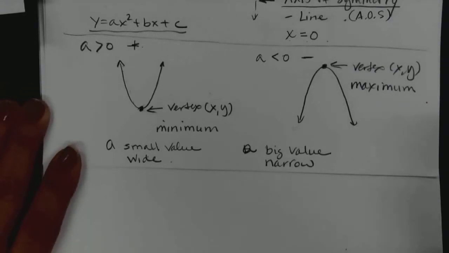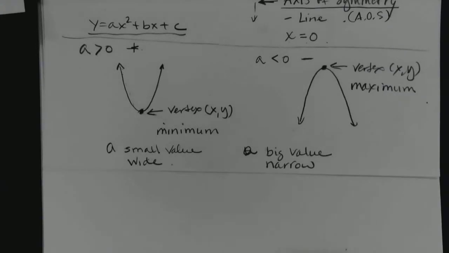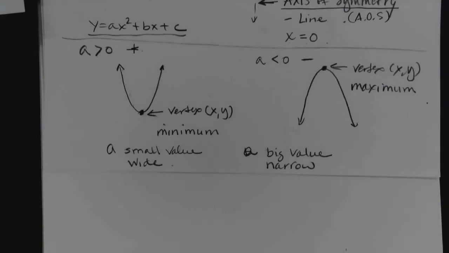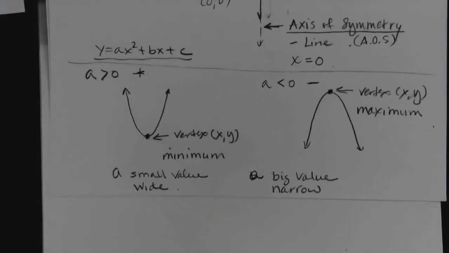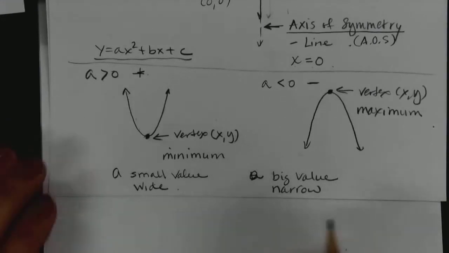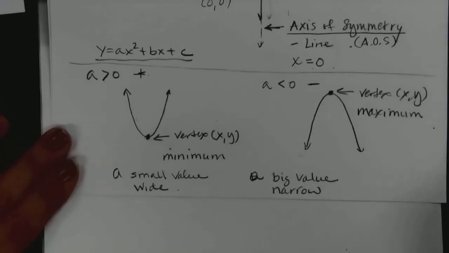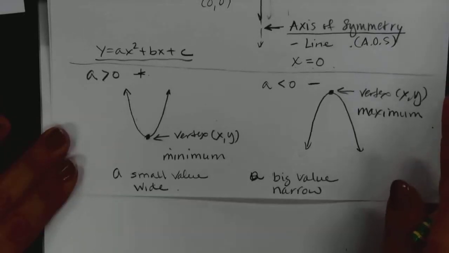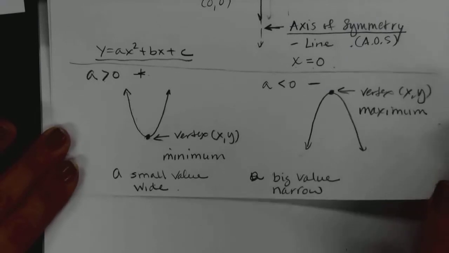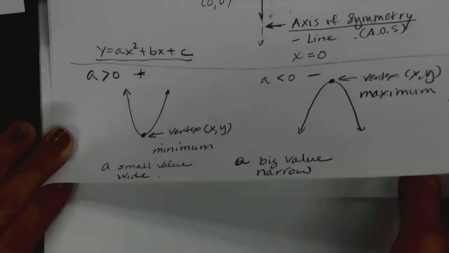So if a is 10, it would be very narrow compared to if a was 2. And if a was a half, it'd be really wide. So the smaller the value, the wider it is. The bigger the value, the narrower it is. Any questions? Ready for your examples? I got 5 examples, but you tell me if I need to do one of the examples or not. All right, here's example number 1.